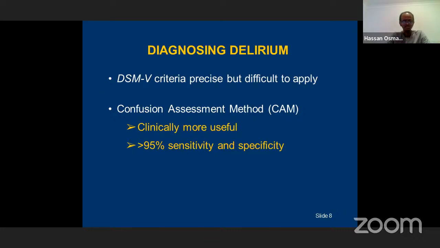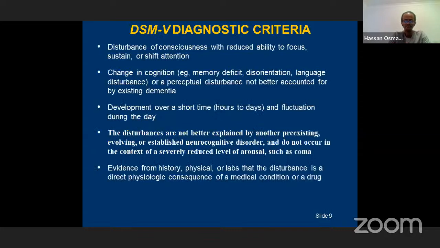DSM-5, and I'll explain it just in a minute. DSM-5 is precise, but it's very difficult to apply. And the Confusion Assessment Method is definitely very useful, and the sensitivity and specificity are more than 95%. There is not much difference between DSM-4 and 5, except in one part, and I'll come over it. There are 5 criteria in order to diagnose delirium based on DSM-5.